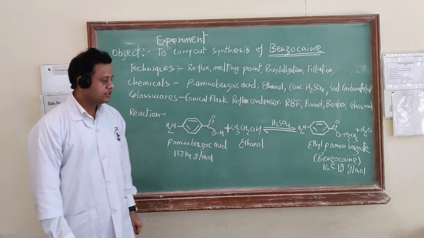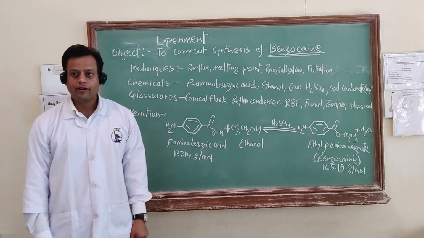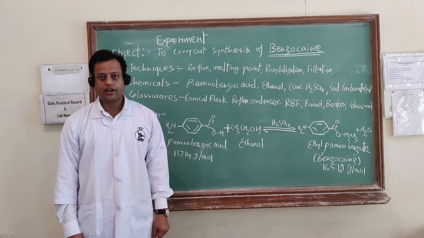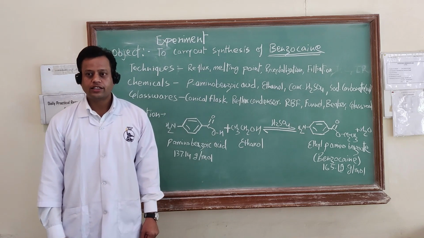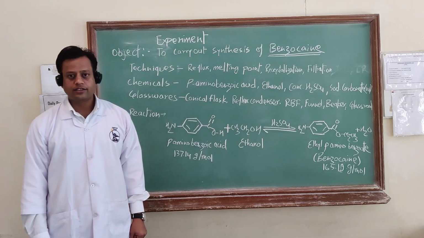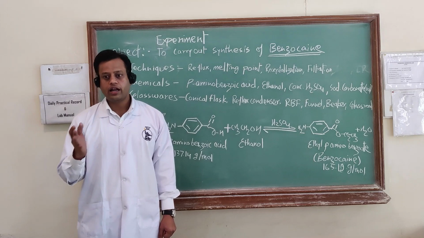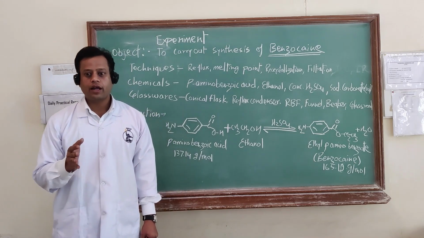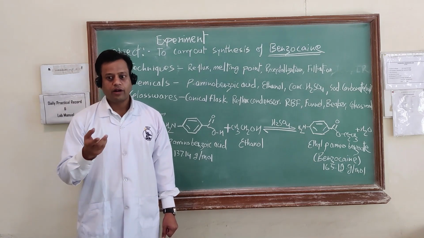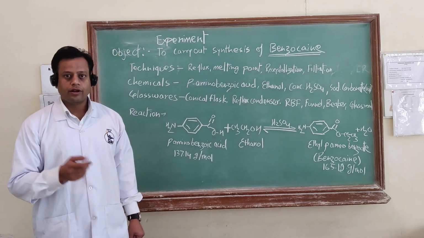Now, we will discuss about the mechanism of benzocaine. So, benzocaine binds to the sodium channel and it reversibly stabilizes the neuronal membrane, which decreases its permeability to sodium ions. Depolarization of the neuronal membrane is inhibited, thereby blocking the initiation and conduction of nerve impulses.